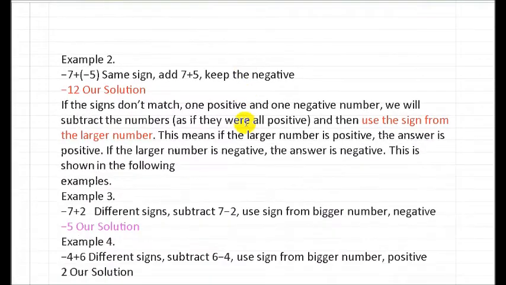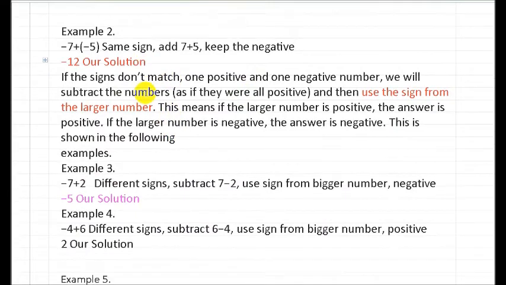Another example, -7 plus -5, also same sign. This is minus, this is minus. Add 7 plus 5 and keep the negative. -12 is our solution.